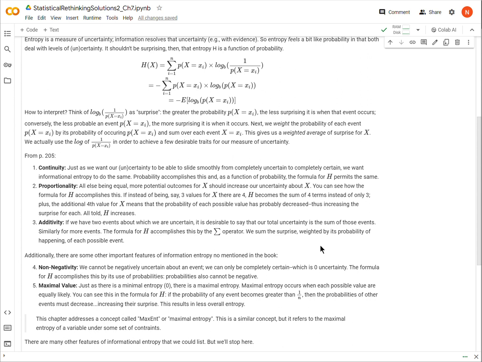So please don't confuse the fact that there is a maximal value of entropy and it's the uniform distribution with there's a maximal amount of entropy allowed under certain assumptions. Okay, that's what max-ent is called. Okay, like I said, there's a lot of other things that you could derive from these formulas.